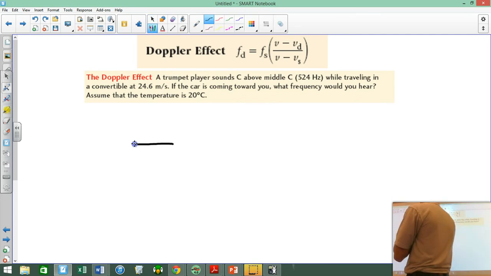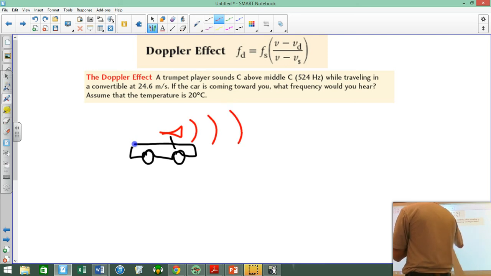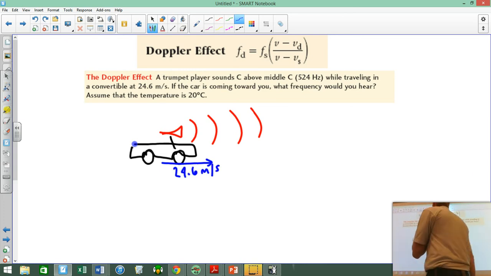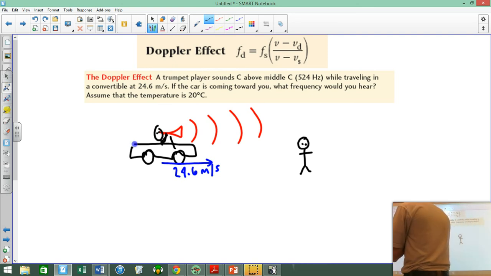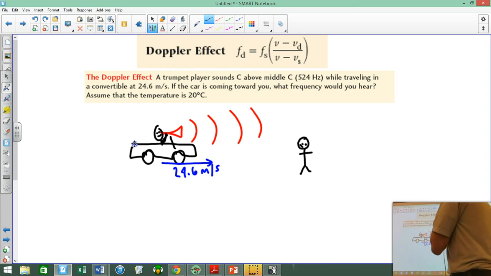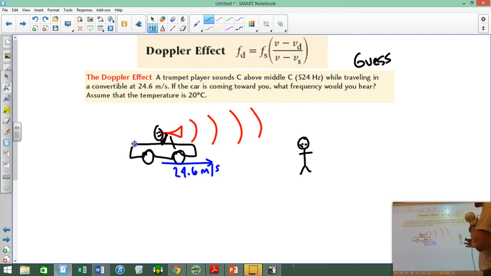So you're in a convertible, playing a trumpet. This thing's moving at a speed of 24.6 meters per second. The car's coming towards you. So here's you, listening for it, and it says, what frequency do you hear? I know that I'm going to hear a frequency higher than 524. My guess is it's probably going to be something around maybe 550, something higher than 524. Let's figure it out.